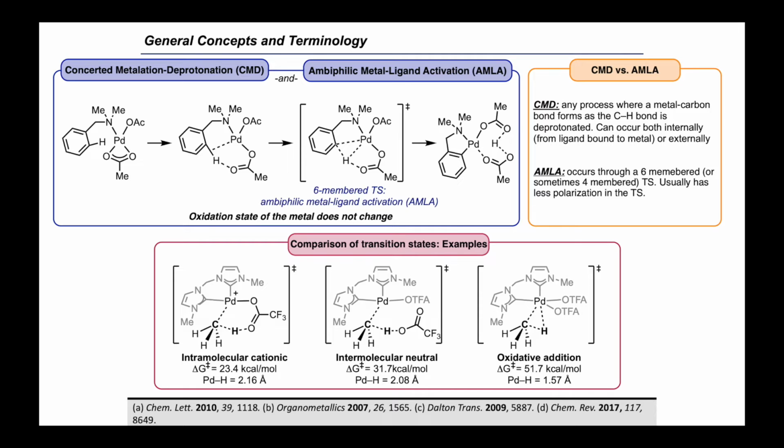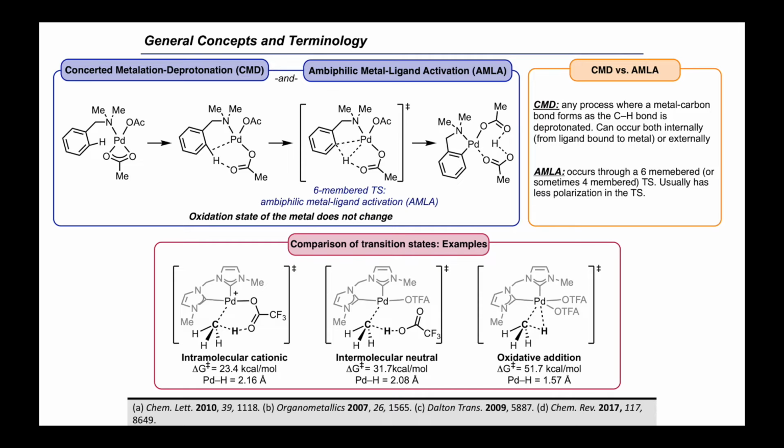CMD refers to any process where the metal-carbon bond forms as the CH bond is deprotonated, while AMLA specifically occurs through a 6 or sometimes a 4-membered transition state, and in both cases, CH bond activation occurs without changing the oxidation state of the metal. In this example by the Strassner group, we can see how this interaction between the ligand and the CH bond impacts the mechanism of CH activation.